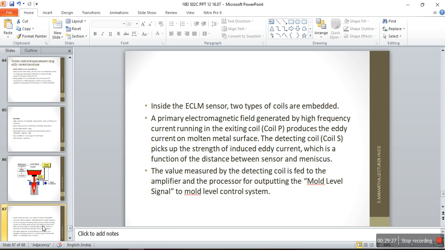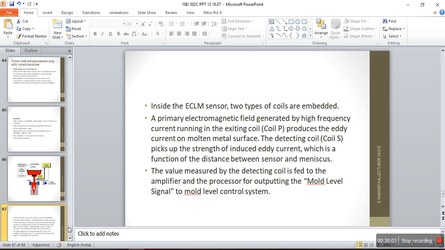Inside the ECLM sensor, two types of coils are embedded. A primary electromagnetic field is generated by high frequency current running in the exciting coil. Coil P produces the eddy current on the molten metal surface. The detecting coil picks up the strength of the induced eddy current, which is a function of the distance between the sensor and the meniscus. The value measured by the detecting coil is fed to the amplifier and the processor for outputting the mold level signal to the mold level control system.